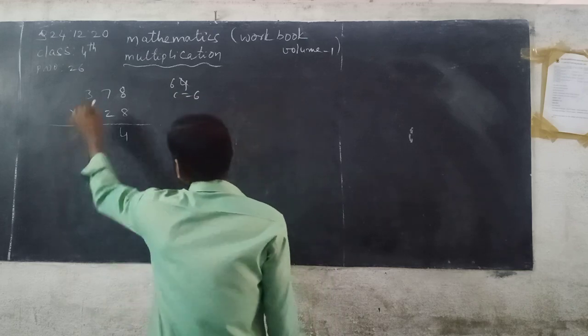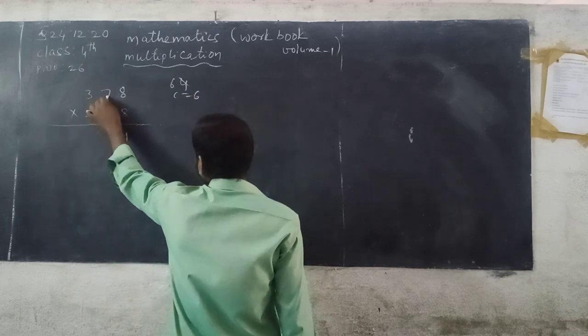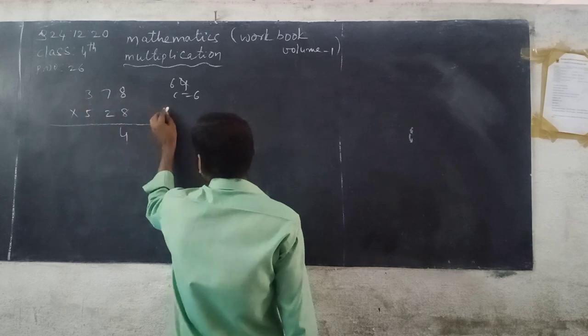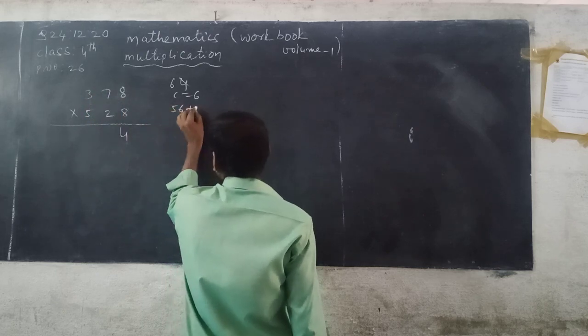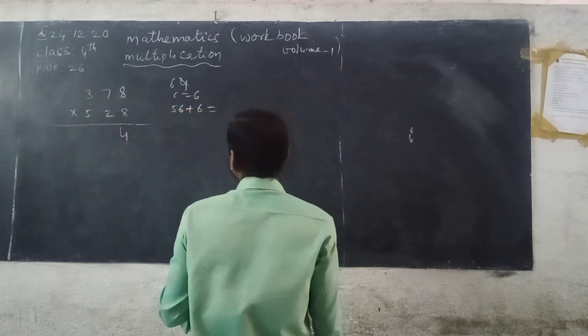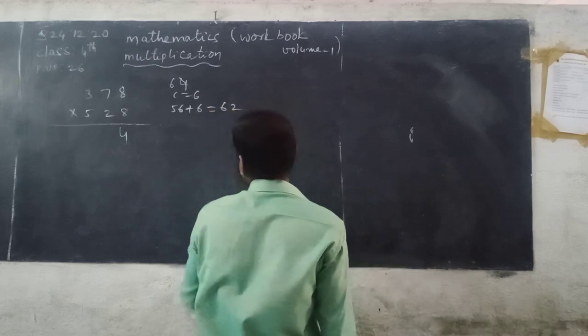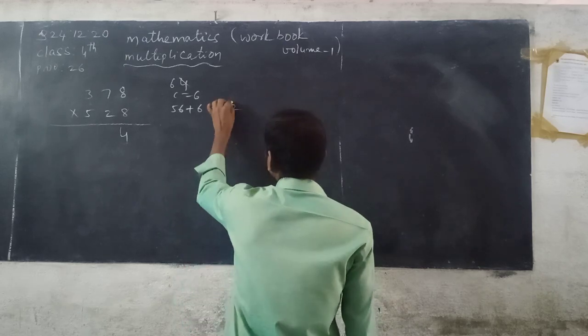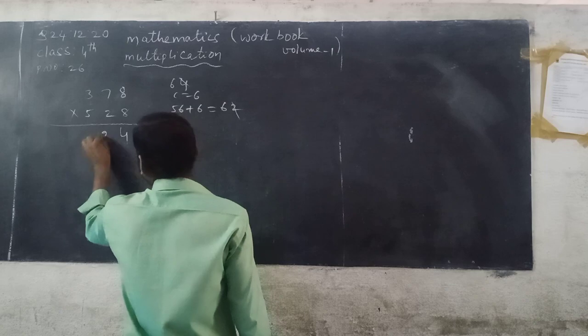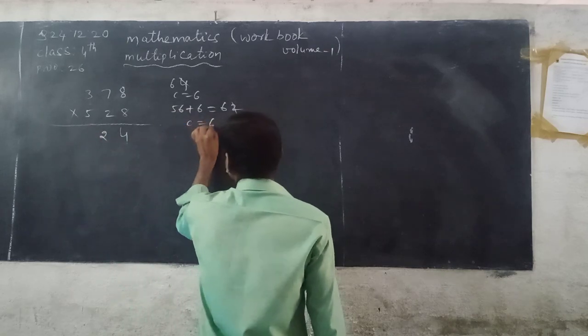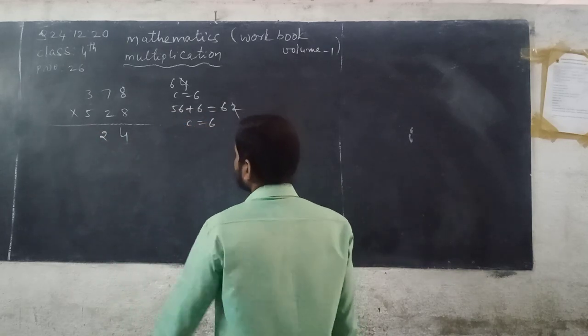Next we multiply the digits in the tens place. 7 with 8, 8 sevens are 56. 6 is added to 56, so you get 62. In it, 2 is taken and written down in the tens column of the product, and the remaining 6 is the carry.